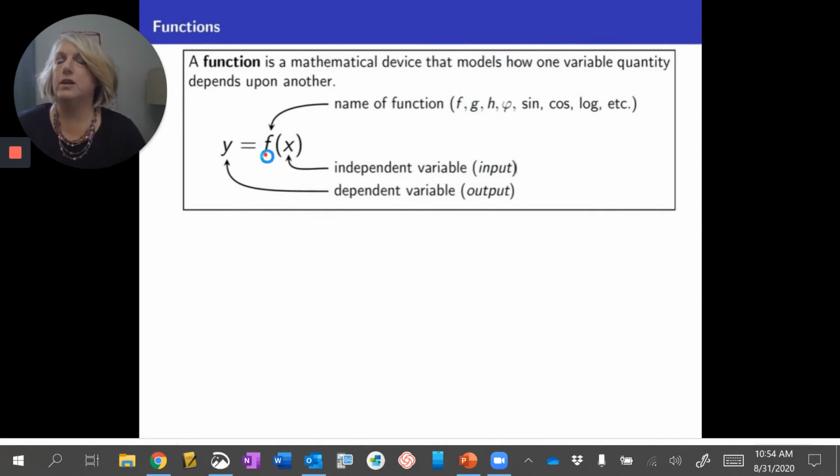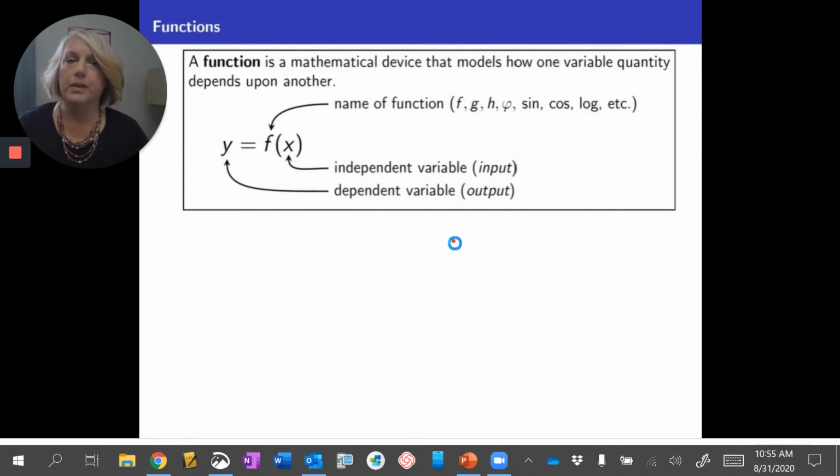Usually you give the function a function name so that you know which function you're talking about. We use common letters f, g, h. You can use Greek letters, so don't get too fussed if we start using things like phi and omega. You have your super special functions: sine, cosine, log, tangent, secant, cosecant. All of those are special functions that we give special names to so that we know what we're talking about.